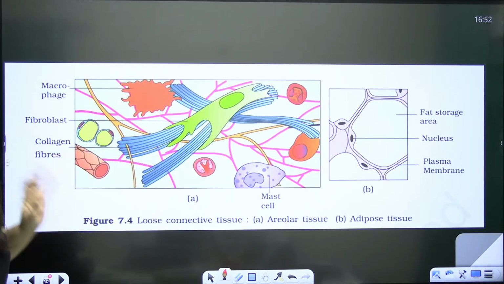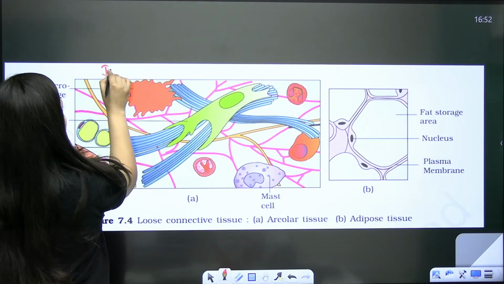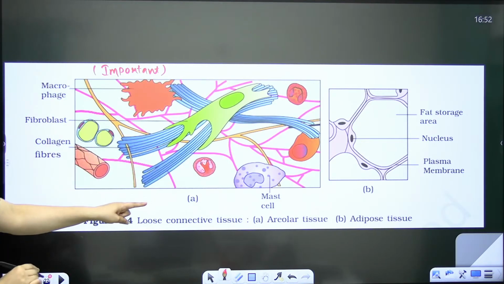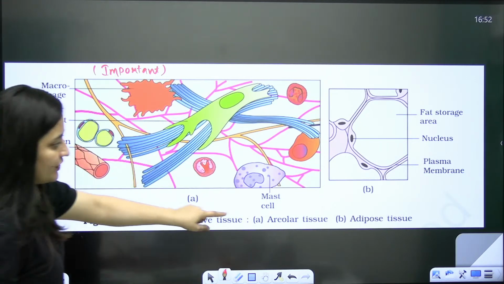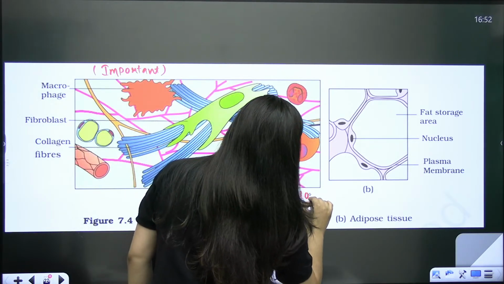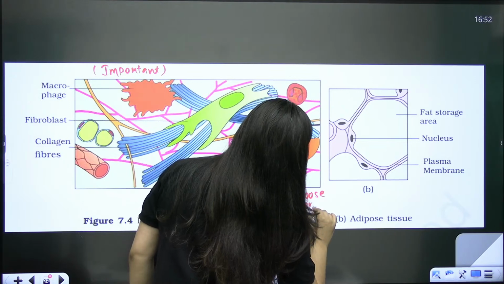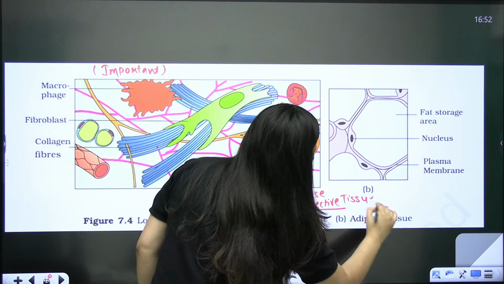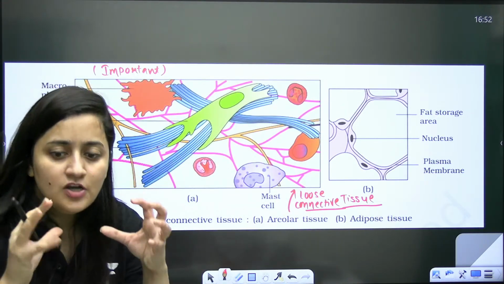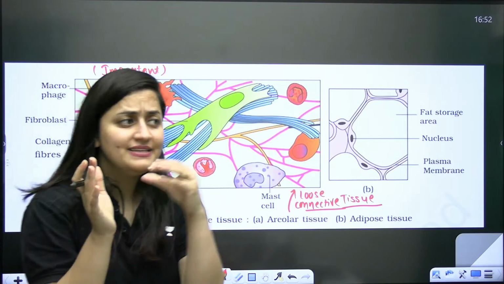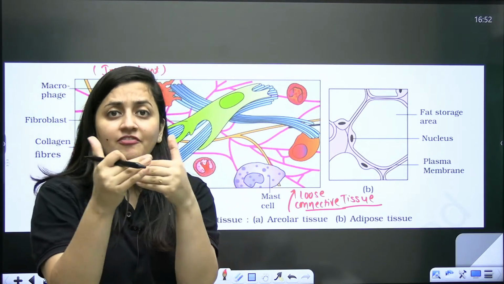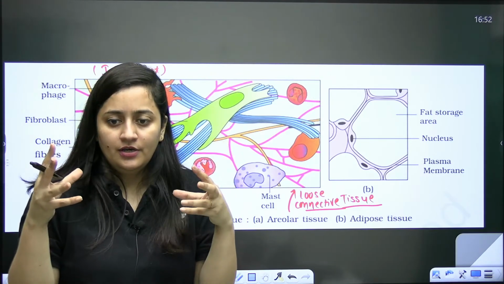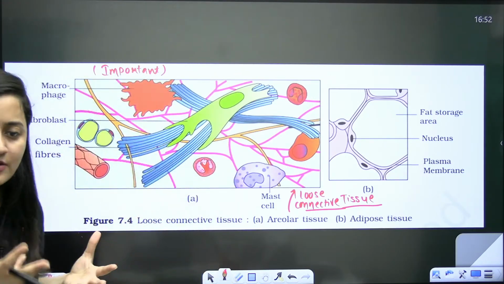This is the diagram from the NCERT. It is important, and it is also a previous year question. Here you can see the diagram of the areolar tissue. It is the example of loose connective tissue. In connective tissue, we know that fibers, cells and matrix are present. If it is loose connective tissue, they are not compactly arranged, not tightly arranged. Loose arrangement is there, and more intercellular spaces are there.